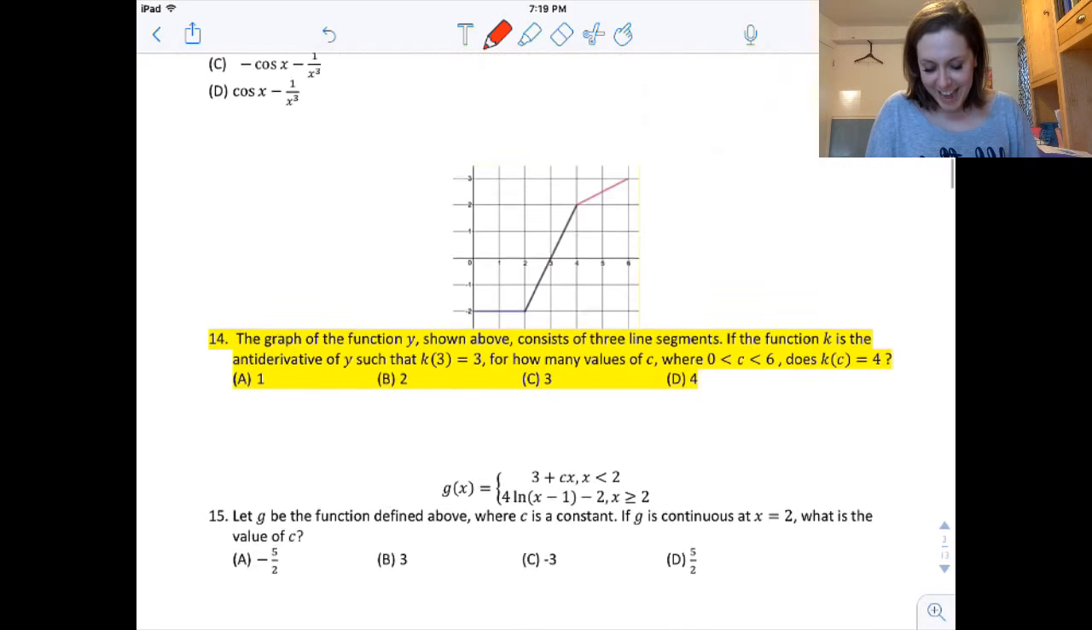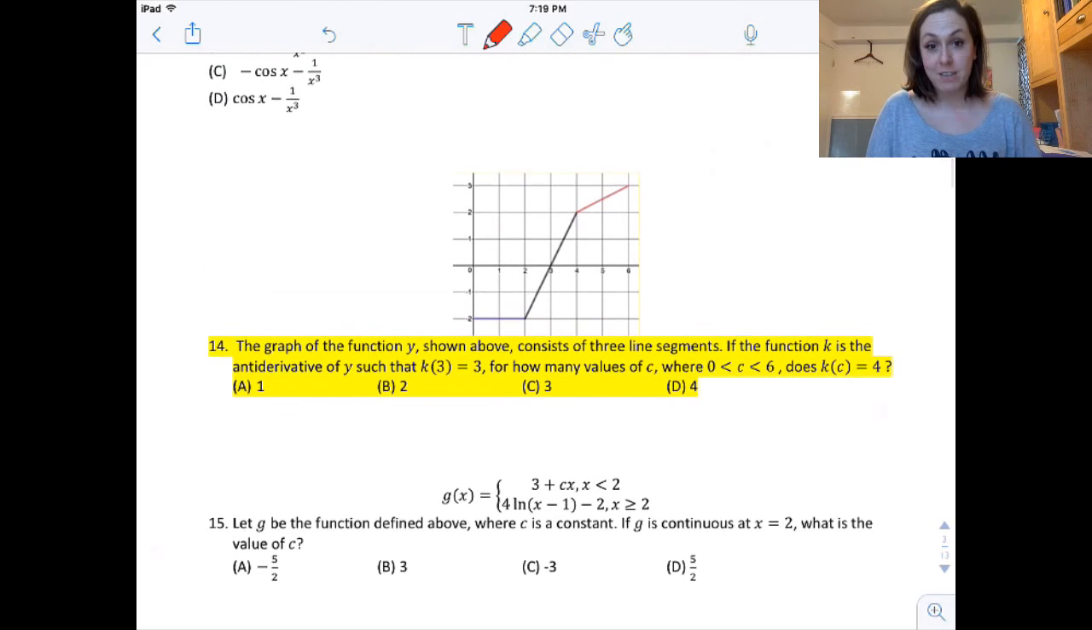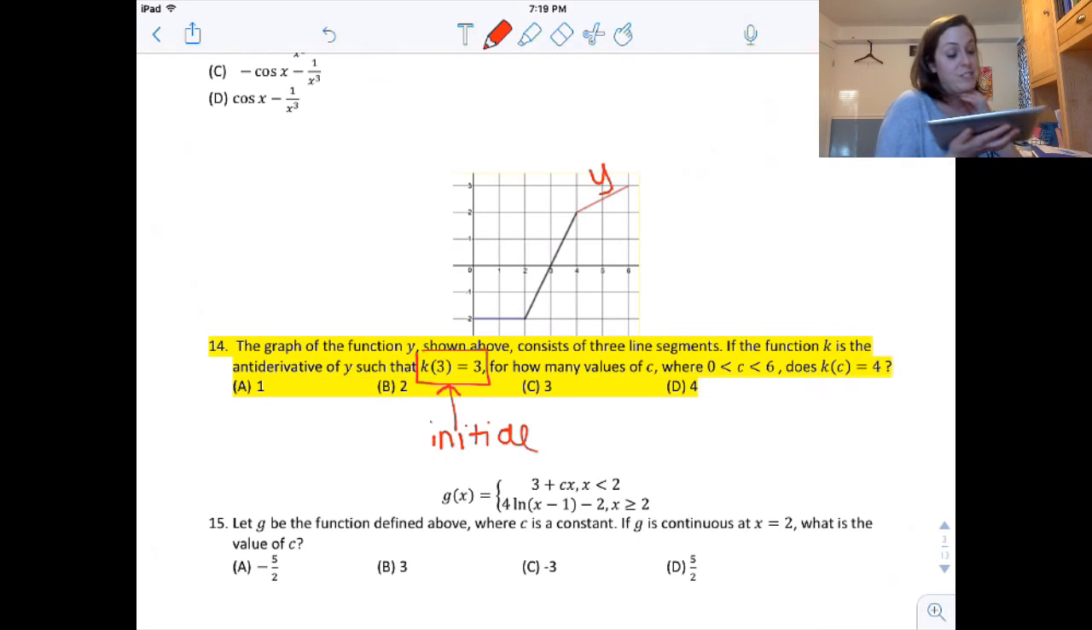All right, next one we're going to look at is 14. 14 is a weird question. Here's what 14 says. The graph of the function y shown above consists of 3 segments. If the function k is the antiderivative of y, so this is y, and k of 3 equals 3. Think automatically that's an initial condition. For how many values of c will k of c equal 4?